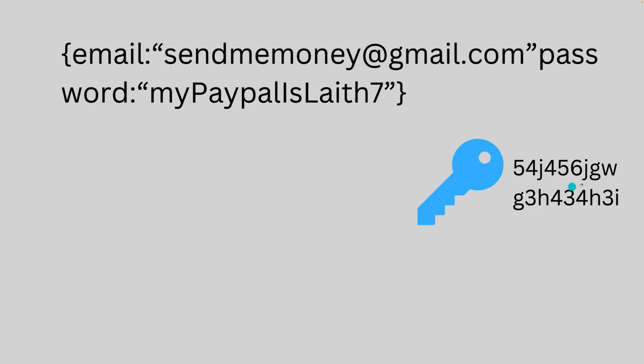In order to encrypt this data, we first need a key, and a key very simply is a string of characters. So you can see here, this key is this string of characters, and the characters are usually just random assortments of numbers as well as letters. Now what we can do is utilize this key as well as some sort of encryption algorithm.